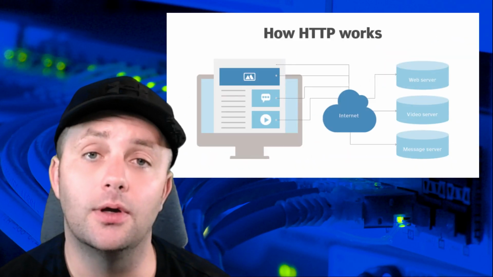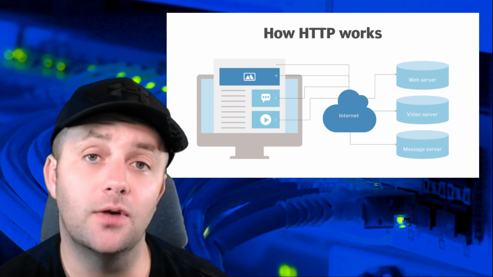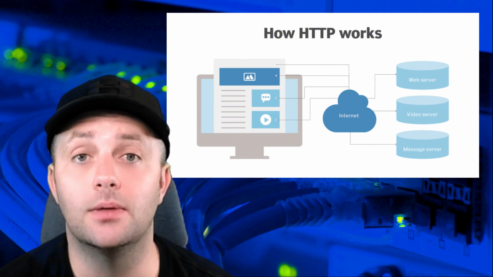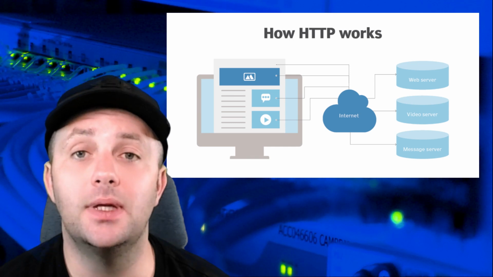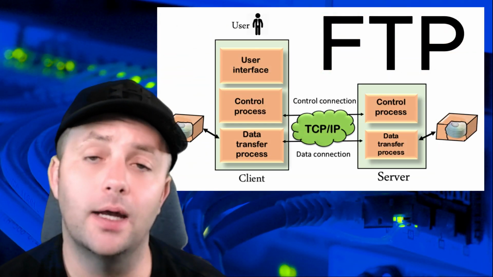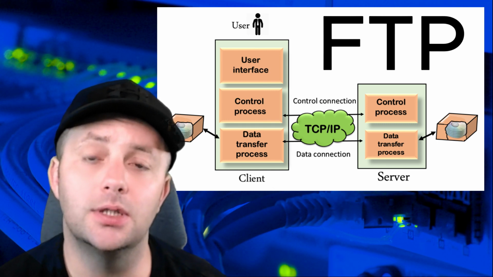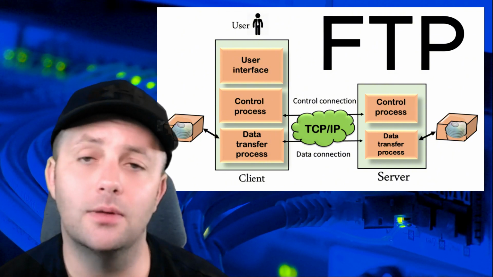First up is HTTP, or Hypertext Transfer Protocol. HTTP is the foundation of the web, and it's used for transferring web pages and other resources between your browser and a web server. Whenever you visit a website, your browser is using HTTP to request and receive the content from that web page. Next is FTP, or File Transfer Protocol. FTP is used for transferring files between computers on a network. It's commonly used for uploading or downloading files to and from a server.